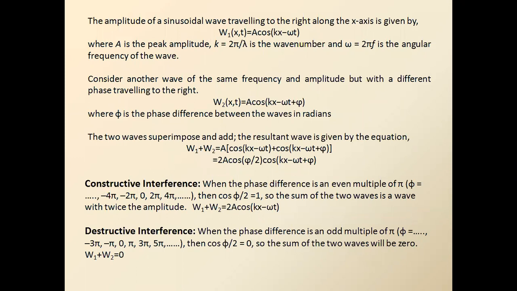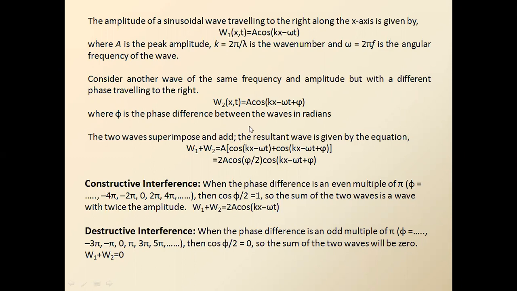Let us consider the amplitude of one wave along the x-axis given by this equation, and another wave in a different phase, that is a cos(kx minus omega t plus phi). This is the phase difference.